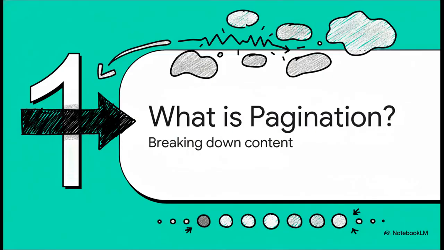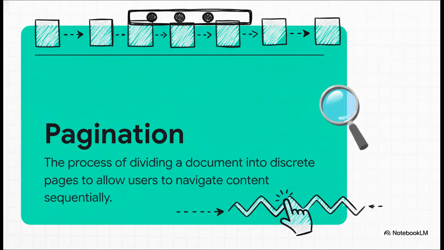So what is pagination, really? At its heart, it's a super simple but really powerful idea. It's all about taking a massive amount of content and just breaking it down into smaller, much more manageable chunks, or pages. What that really means for a user is creating a clear path. It lets them move through content one step at a time, which is way less overwhelming than some endless scroll. And you know what? It also gives them a sense of place. They know exactly where they are in the bigger picture.